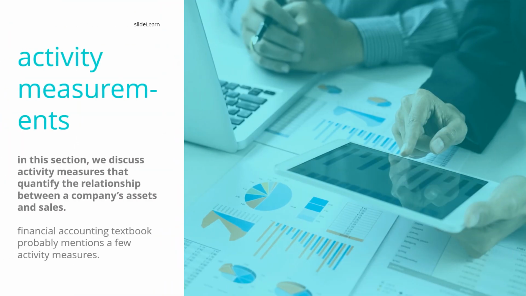In this section, we discuss activity measures that quantify the relationship between a company's assets and sales. Your financial accounting textbook probably mentions a few activity measures. In this section, we discuss the ones most commonly used, those measuring accounts receivable and inventory activity. Number 1. Accounts receivable turnover. This measurement shows the average number of times accounts receivable is turned over, that is, booked and paid, during the financial period. The sooner a company collects receivables from its customers, the sooner the cash is available to take care of the needs of the business.